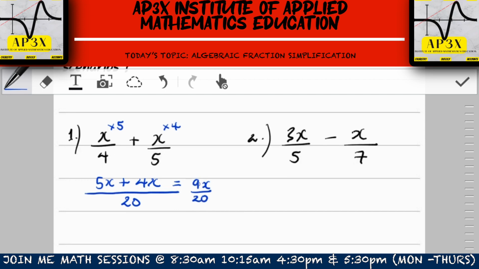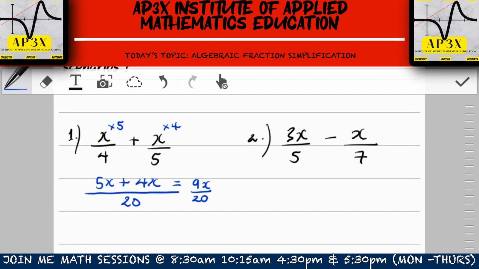Now, in the event that you end up with a number at the numerator here that's larger than the denominator, we don't usually have to convert it to a mixed fraction. We don't usually convert mixed fractions in algebraic fractions. We just leave it as it is. So that was a pretty easy question, nothing too challenging there.